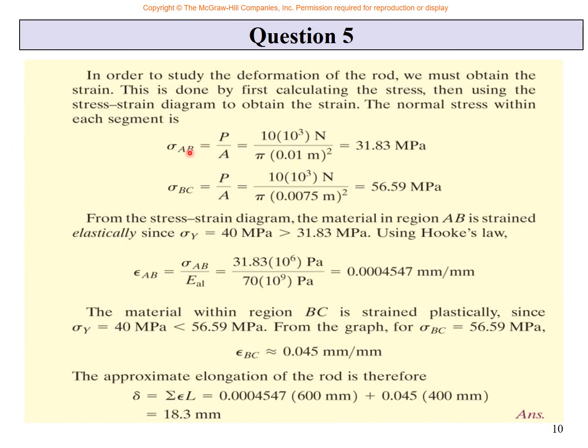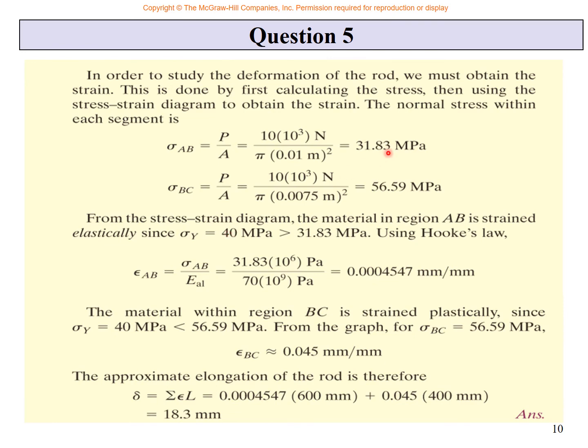Now in the AB region, force upon area is the stress. The load is this, and the area is pi r squared. Remember, if the diameter is given, then the radius is half. So in the AB section, the stress is 31.83 megapascal. In the BC section of the rod, force upon area, the force is the same, but the radius is different. Again, this is half of the diameter. This is 56.59 megapascal. Now notice that the yield strength of the material is 40 megapascal. So in part AB, the maximum stress is less than the yield stress.